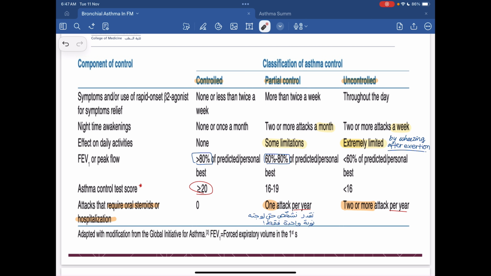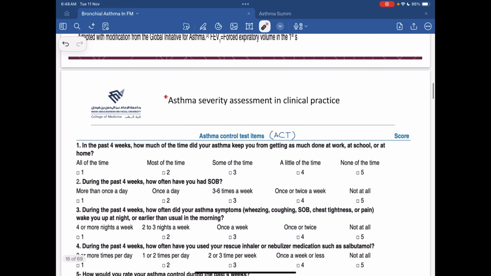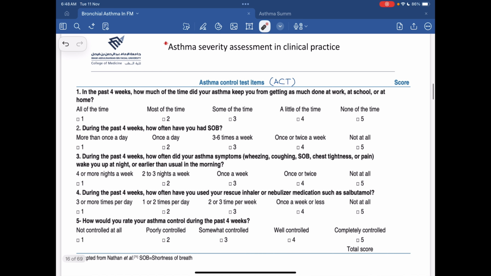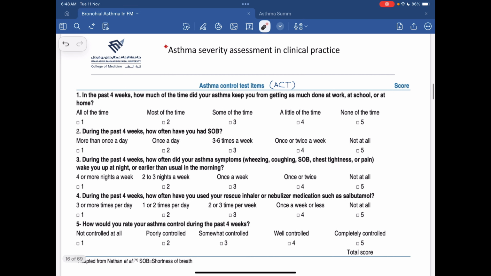What about uncontrolled? So symptoms throughout the day, meaning they always have them. They have 2 or more attacks a week. The effect on daily activities, it causes extreme limitation. It could be wheezing after exercise. FEV1 is less than 60%. Asthma control test less than 16. Attacks that require hospitalization, 2 or more per year. The name control test is not very important, but you just need to know that it exists.